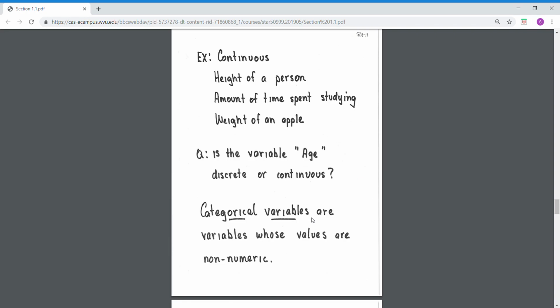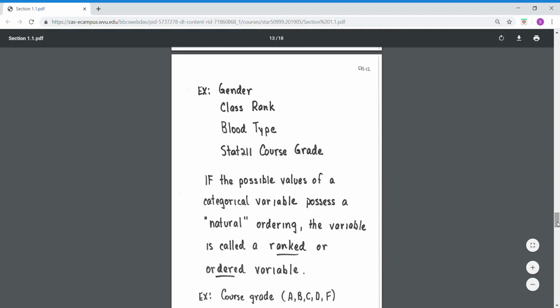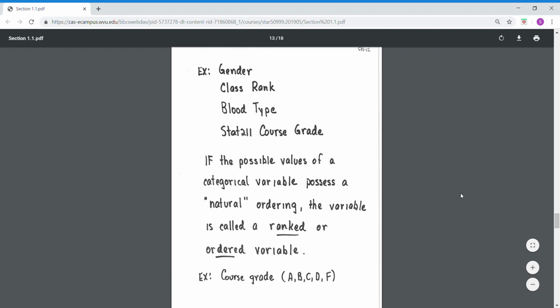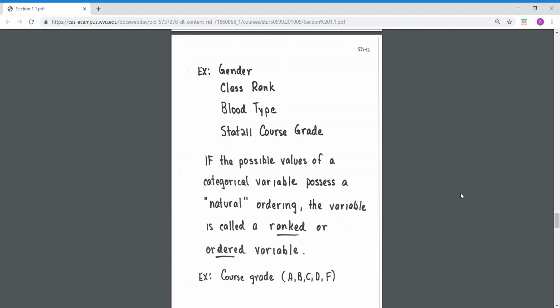Categorical variables are variables whose values are non-numeric. For example, gender, class rank, blood type, and Stat 211 course grades. If the possible values of a categorical variable possess a natural ordering, the variable is called a ranked or ordered variable. So, for example, course grades have the natural ordering of A, B, C, D, F.